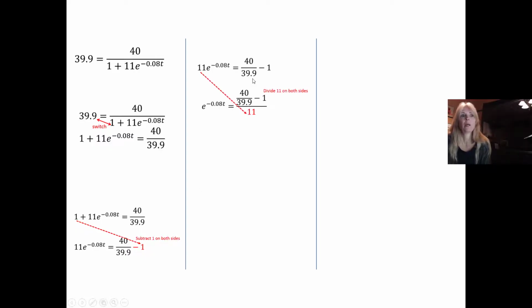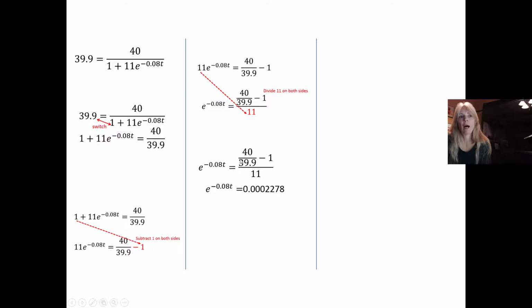So what I did first is I multiplied both sides by the denominator, or really just kind of switched. So then the 39.9 comes over here. So multiply the denominator on both sides, divided both sides by 39.9. I just kind of did all that in one step. And then from here, I subtract 1 on both sides. Then next, I divide by 11. And you could go ahead and get a number up here in the numerator.